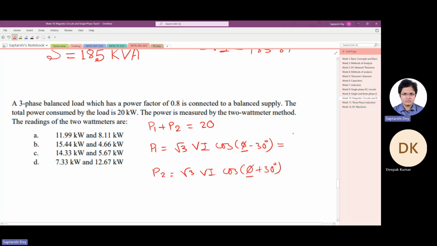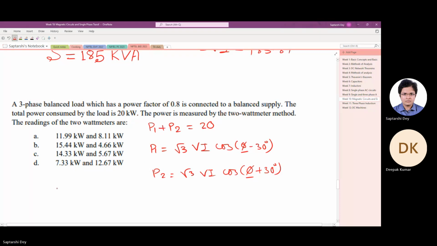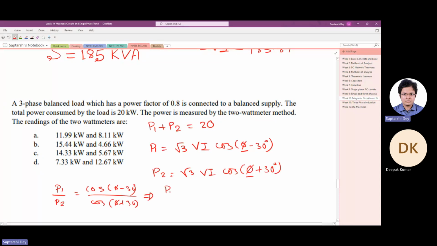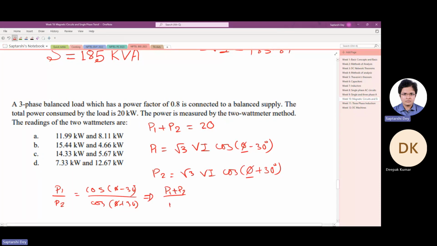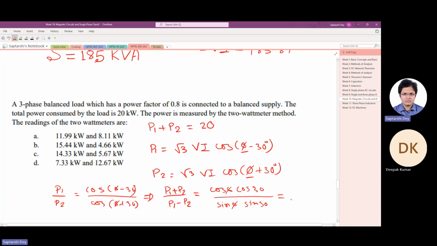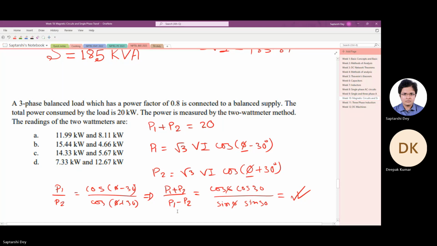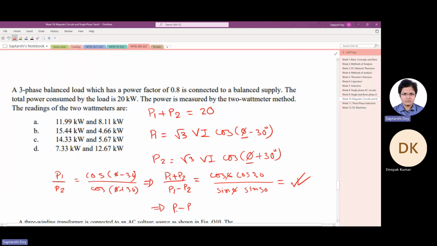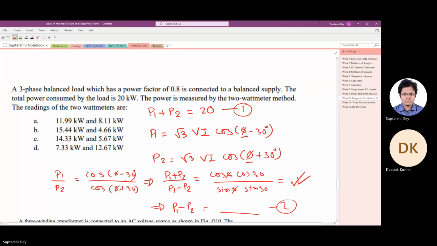So from here what you can do is if you do P1 by P2, you will get cos(phi minus 30) by cos(phi plus 30). By componendo dividendo, what you will get is P1 plus P2 by P1 minus P2 equals cos phi cos 30 by sin phi sin 30. You see the right hand side, you know phi value is given, and P1 plus P2 also you know. So from here you can find out P1 minus P2, some value you will get. So now you have P1 plus P2 value, you have P1 minus P2 value. You can solve this and get P1 and P2. Just do it this way, we'll get the answer.